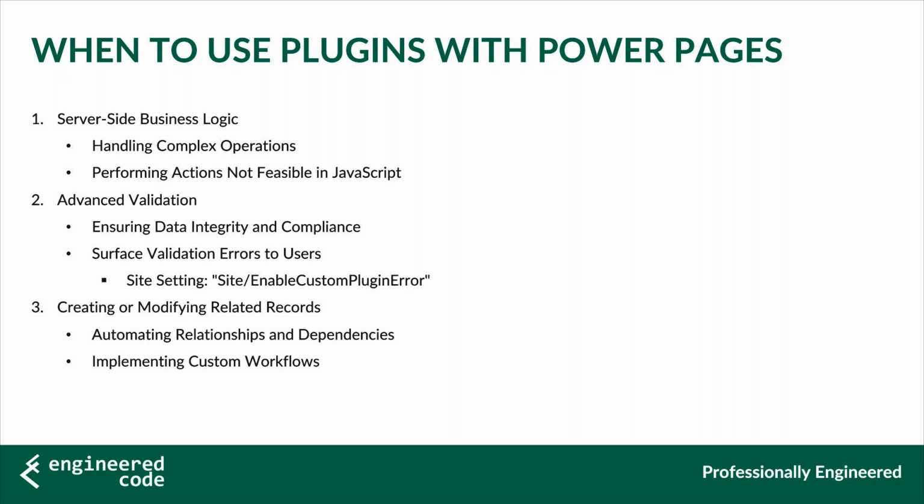Plugins are also commonly used for creating or modifying related records automatically when a specific action occurs. For example, if a user submits a form on a web page, you might want to automatically create an associated record in a different table or update related records based on that submission. Plugins can make this process seamless and efficient, allowing you to implement complex workflows and automation that would be difficult or somewhat impossible to achieve with client-side code alone.